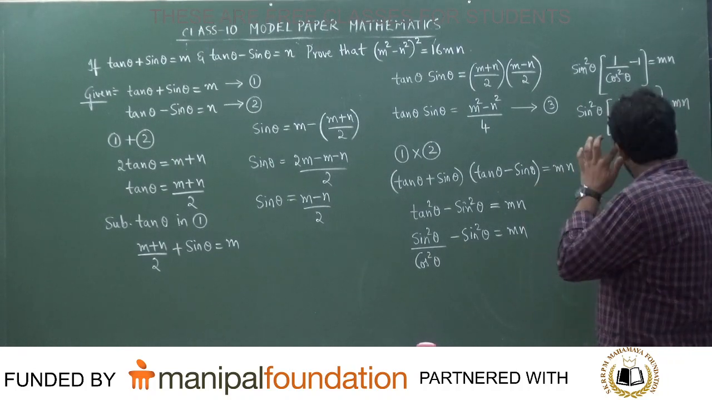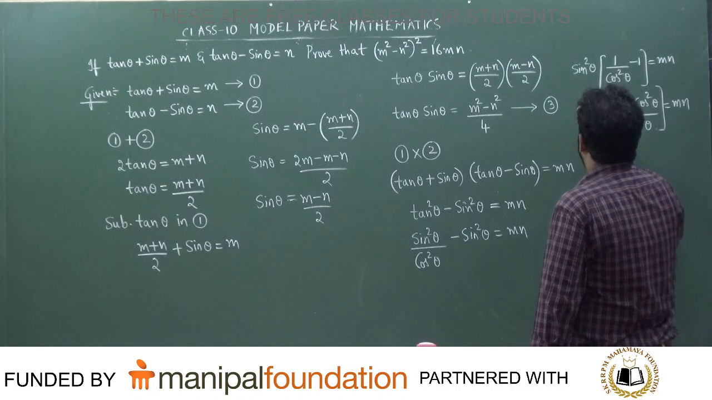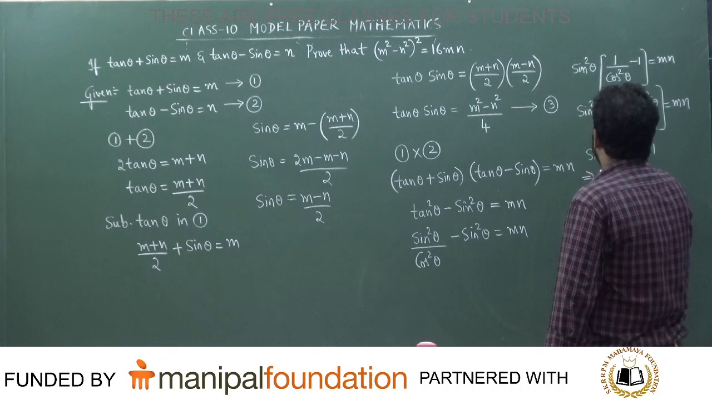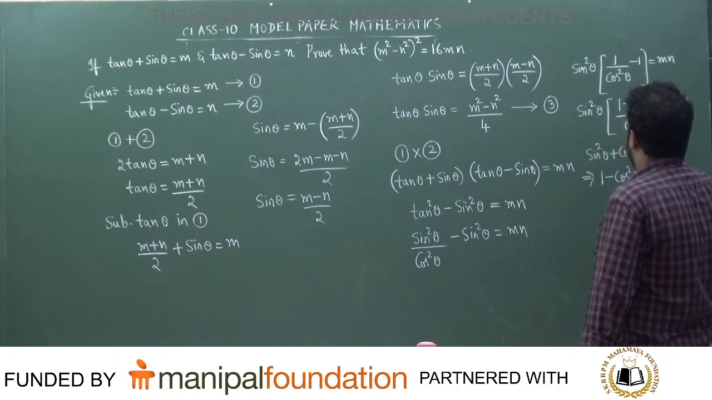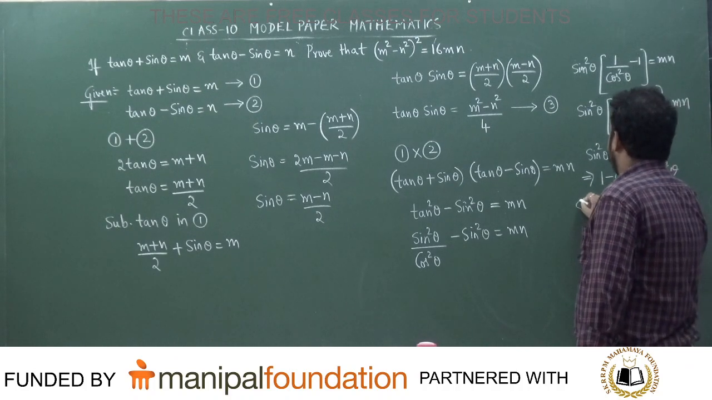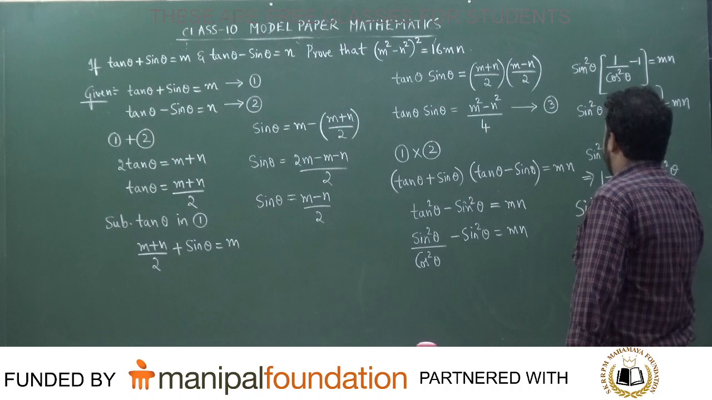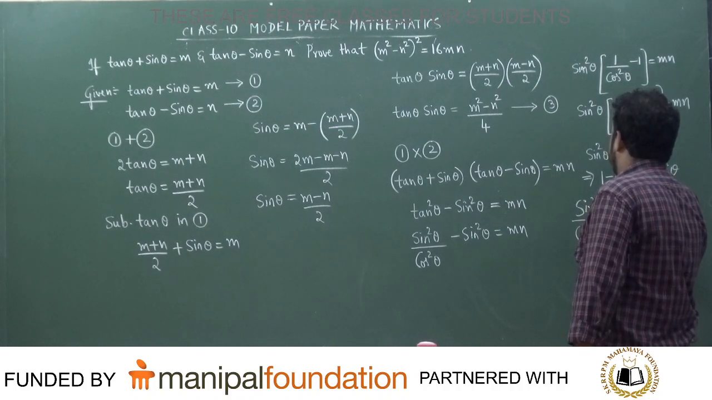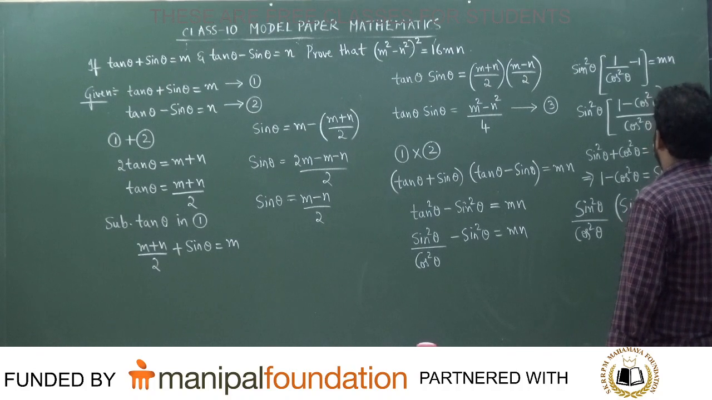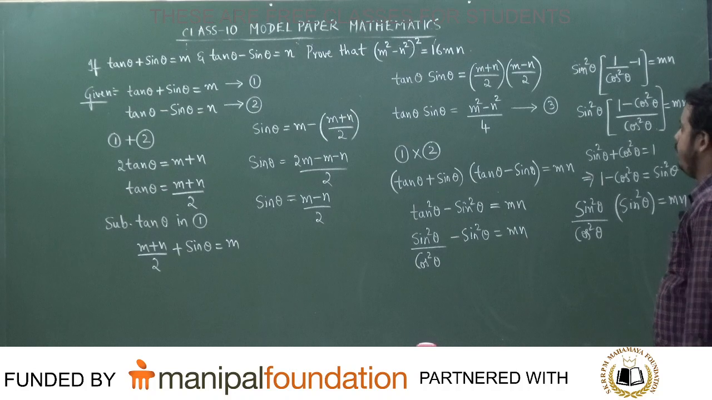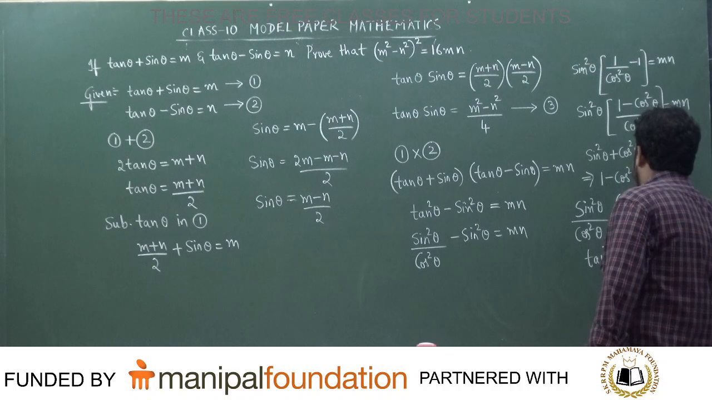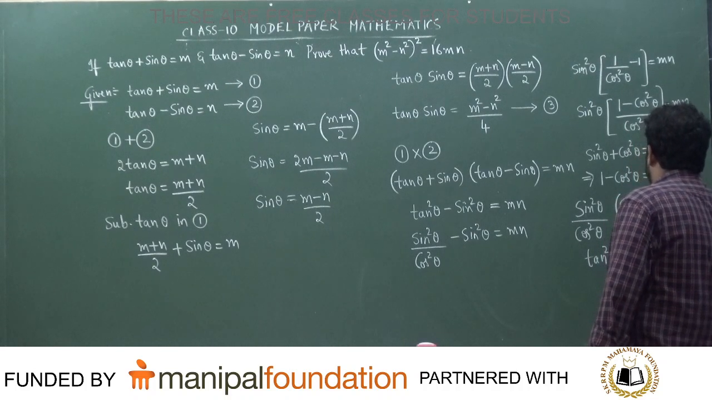Is that correct? So we know sin squared theta plus cos squared theta is equal to 1, this implies 1 minus cos squared theta is equal to, students, sin squared theta. So 1 minus cos squared theta becomes sin squared theta, divided by cos squared theta, that is equal to m into n. So this is nothing but tan squared theta into sin squared theta, that is equal to m into n. Correct?